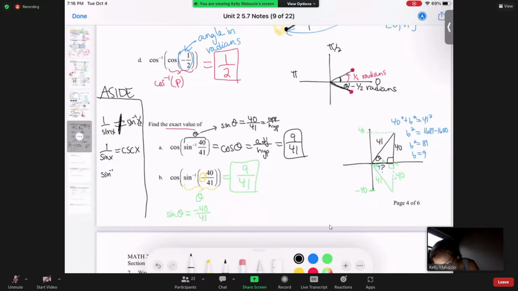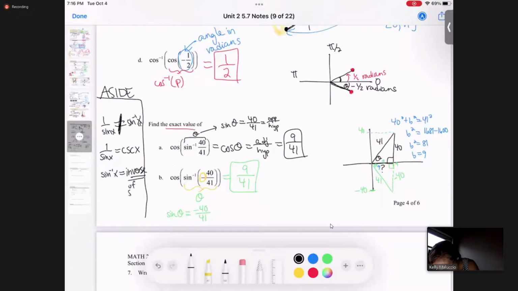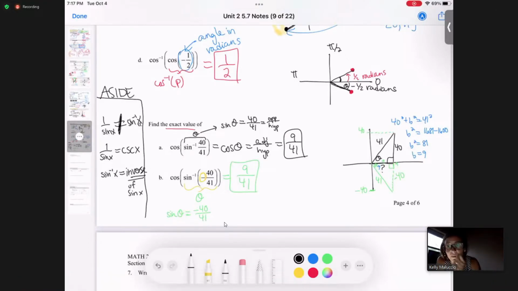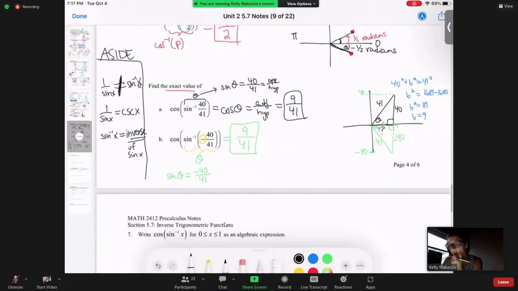And this equals the inverse of sine x. So that is something very important to remember, and that holds true for cotangent, et cetera. Yeah, so that was a good question.